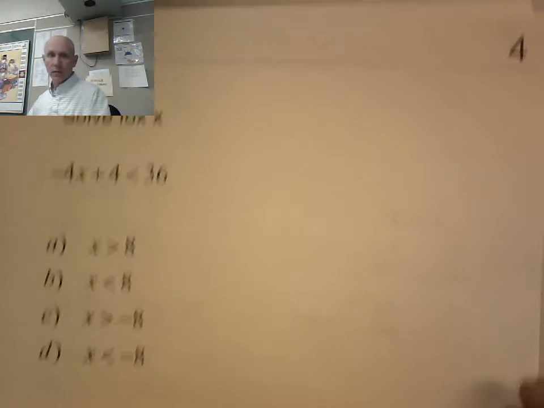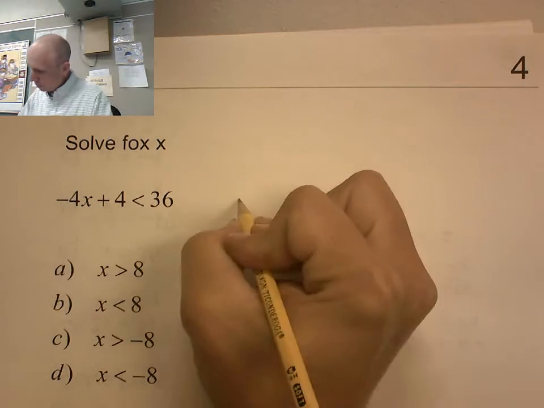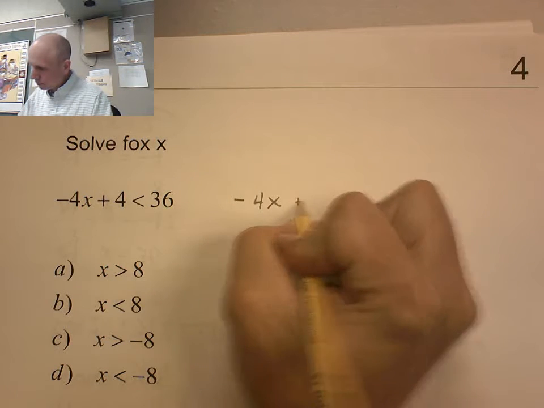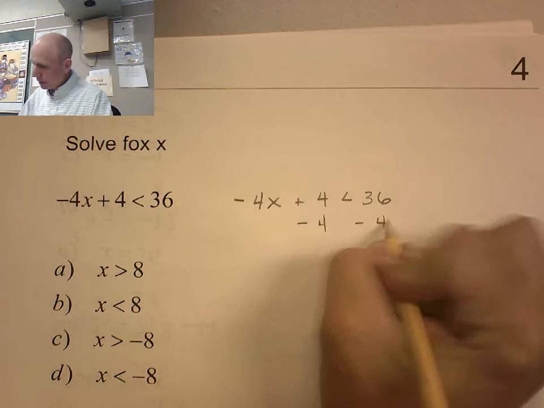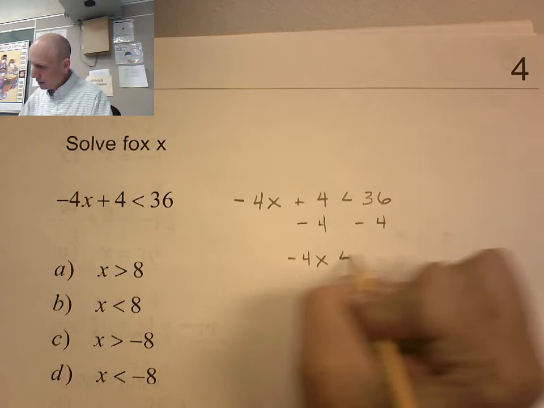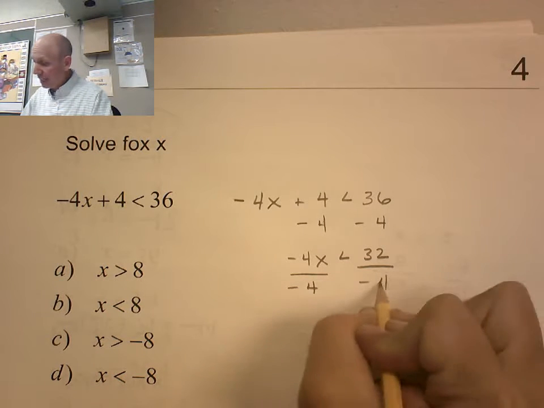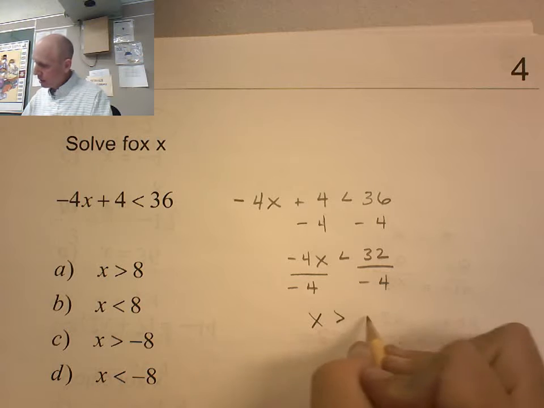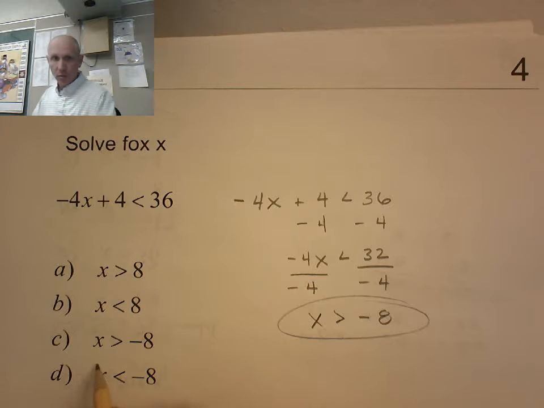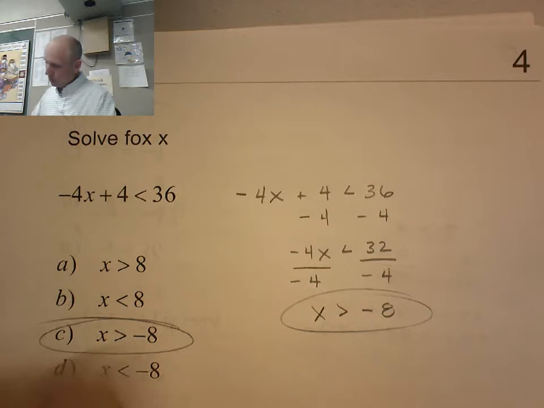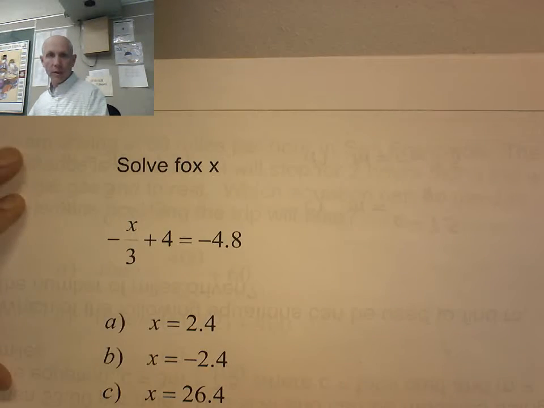On to number 4, solve this for x. All right, so I'm going to subtract 4 from both sides, and that gives me negative 4x is less than 32. Dividing both sides by negative, there's the flip. Negative 8. X is greater than negative 8. So C is 4.